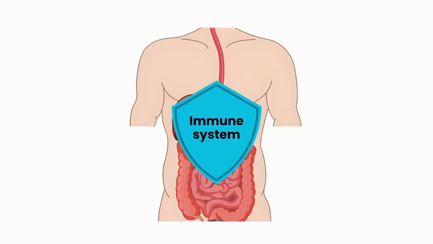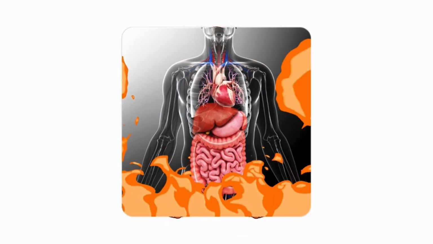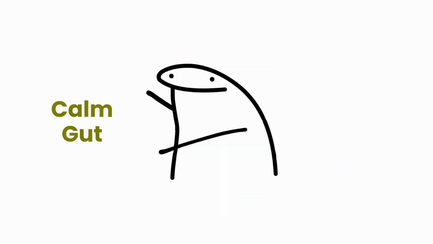It doesn't stop there. Most of your immune system is based in the gut. So when the gut is irritated, your body reacts. Inflammation, sensitivities, random flare-ups, even your skin can reflect it. A calm gut often shows up as calm skin, and a lot more. So let's get started.